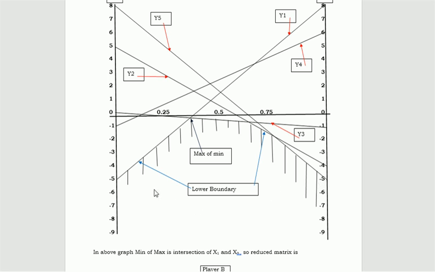Among these 5 points, the uppermost intersection point of the lowermost boundary, the maximum of this minimum. Why maximum of minimum? Because the lower boundary is the minimum. Among this minimum, the maximum, it is maximum of minimum. This point is the intersection of y1 and y3.